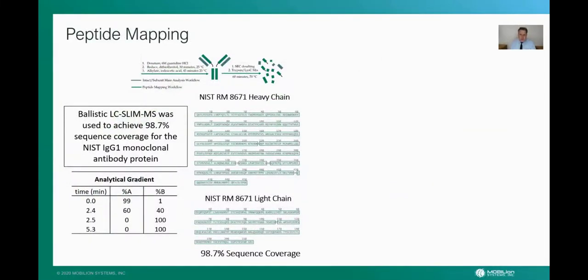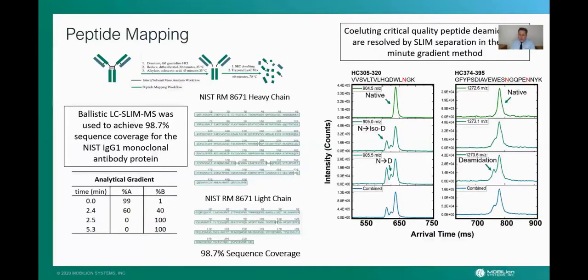We can also, as I mentioned, do a digest here. In this case, we've done a short LCMS separation, just 5 minutes. During that, using peptide mass fingerprinting, we get nearly 99% coverage. When we move over and want to see the value of the ion mobility, let's look at the right-hand side. Here we've got asparagine, the N, in the native form, but we also notice that some of that is converting to aspartic and isoaspartic acid.